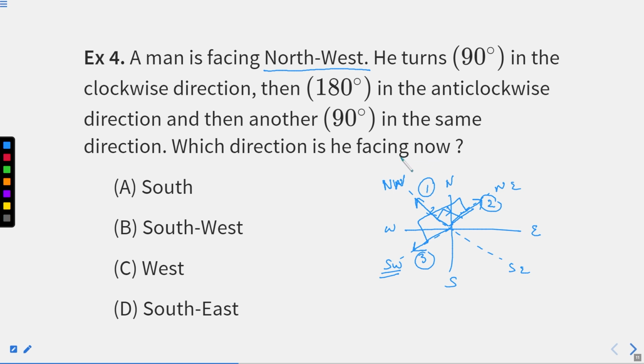I hope this part is clear. Now, the next part of the question says another 90 degrees in the same direction. So this is going to be the direction. This is our fourth point, fourth direction. And we are in the southeast direction, right? So in which direction are we facing right now? In southeast. So this is going to be our answer. I hope this diagram part is clear.